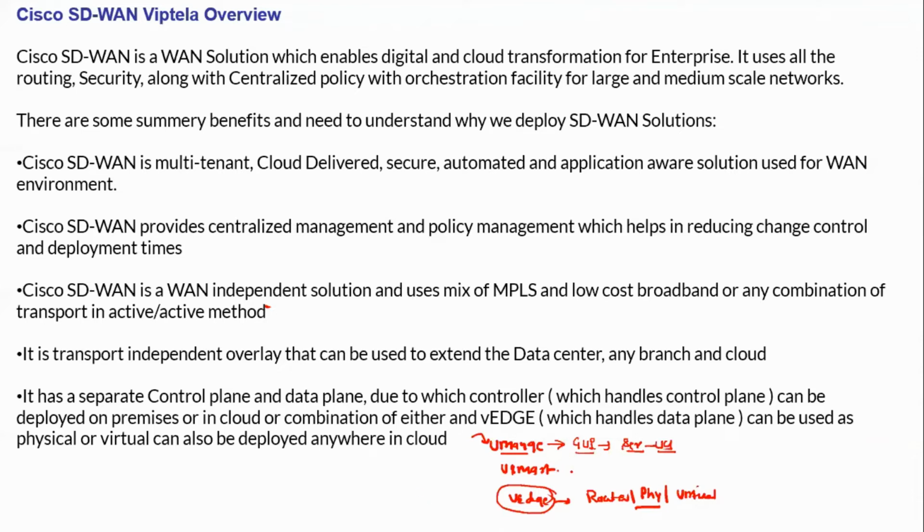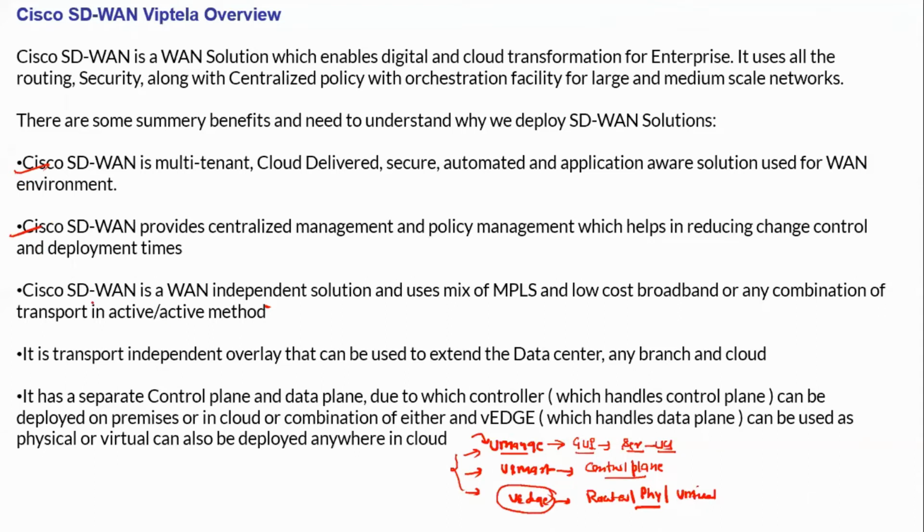vSmart is a control plane controller. It manages the control plane of all your WAN routing part. I'll let you know later, once you enroll it, how they work. So what all those components are, and how they are separated from each other, right?